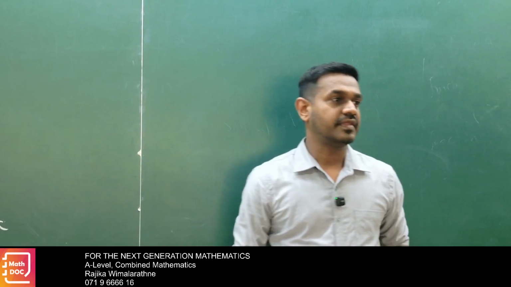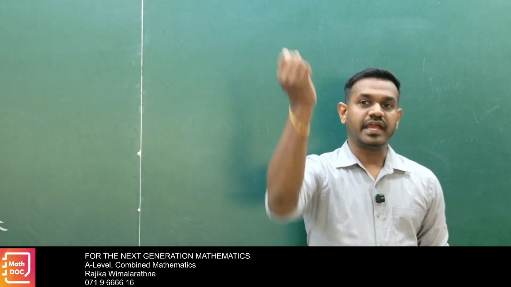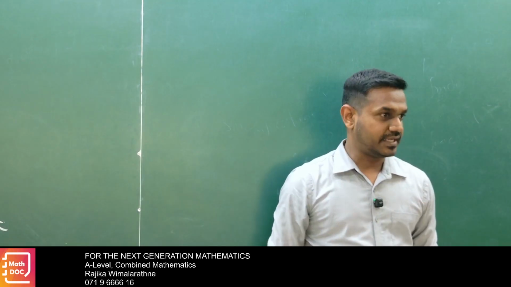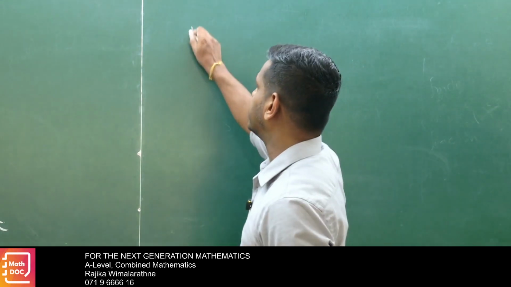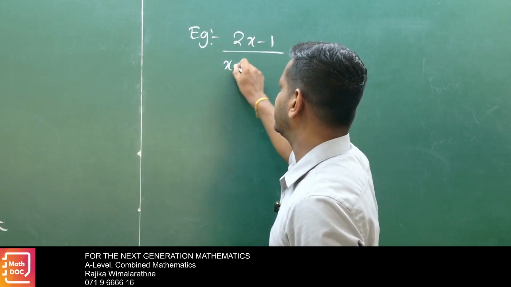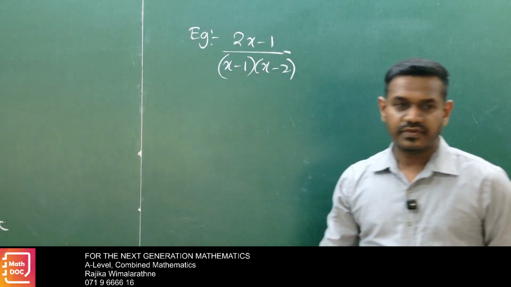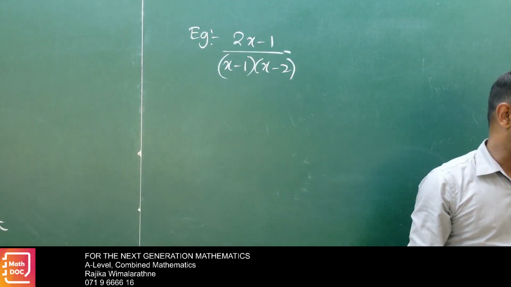Now just see, according to these factors we can split it the other way. Take this example: 2x minus 1 over (x minus 1)(x minus 2). Let's see, we have to get the partial fractions here.